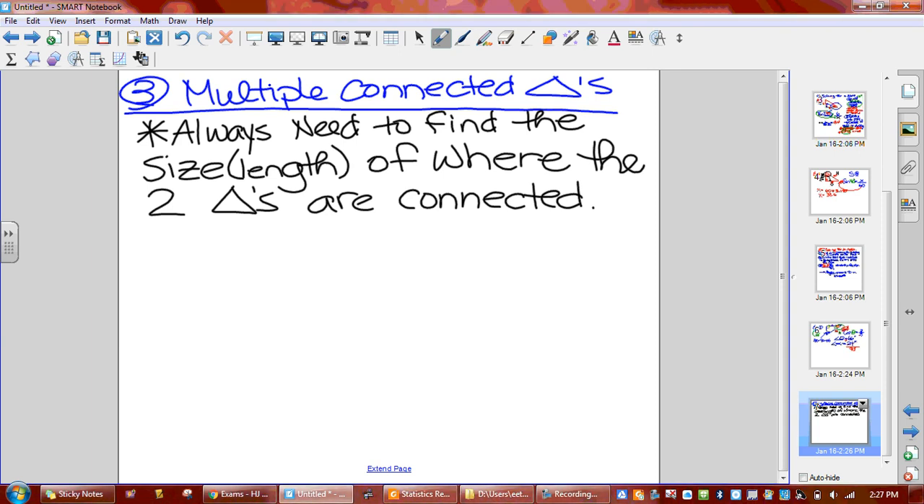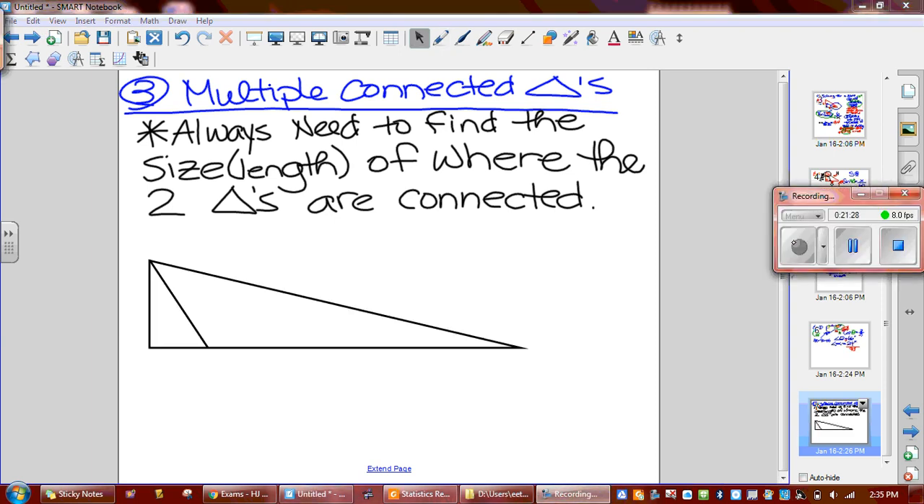Okay, so we're going to take a look at our first example here. You're going to notice we have multiple triangles there, and we're going to label it. This is the information they're giving us. Here's example 1. Let's put the information on it.